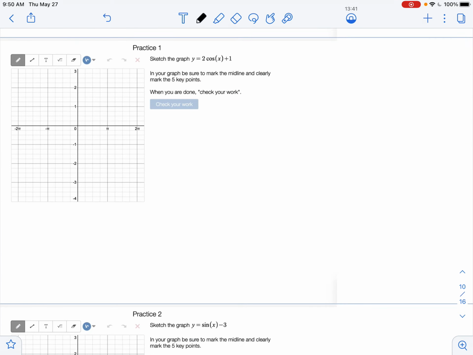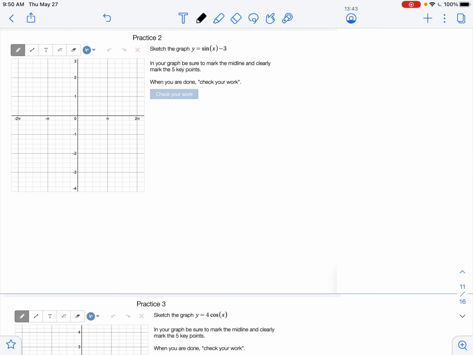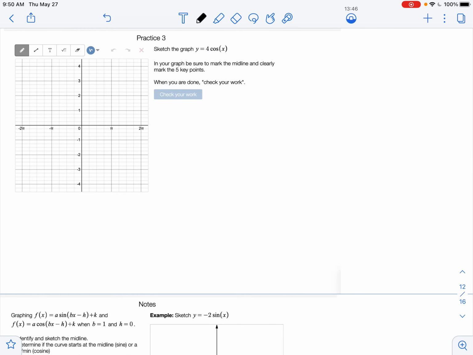Alrighty, so you have practice 1, 2, and 3 to do on your own. There is on all of those a check work button that will be available to you once you do your own sketch. Okay, so we're really focusing here on how the amplitude and the midline, the equation of the midline, changes our sine and cosine curves. So go ahead and pause this video, tackle practice 1, 2, 3. You can use that check work button to see how this is going for you. Make note of any questions that you may have.